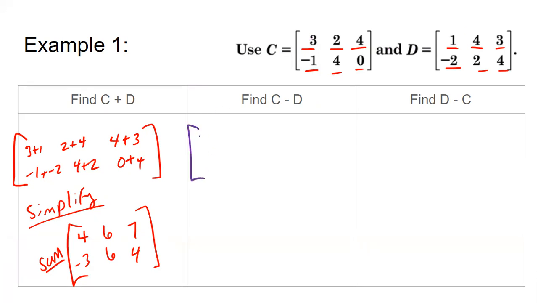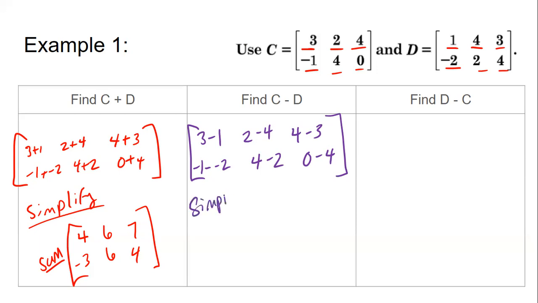So from left to right, we have 3 minus 1, 2 minus 4, 4 minus 3, -1 minus -2, 4 minus 2, and 0 minus 4. Because they still are going to correspond to the same element, right? Different operation, but same correspondence. So when we simplify this, we end up with what?